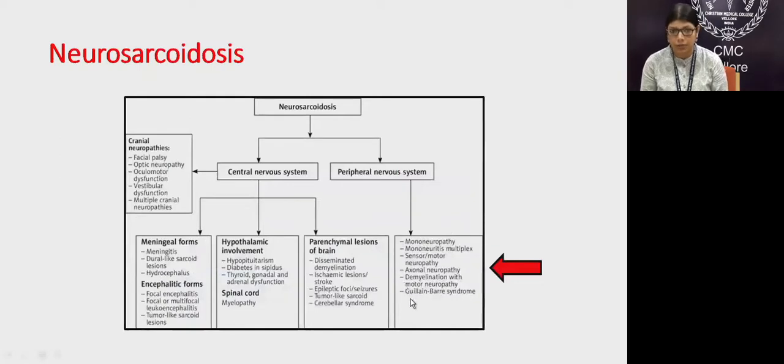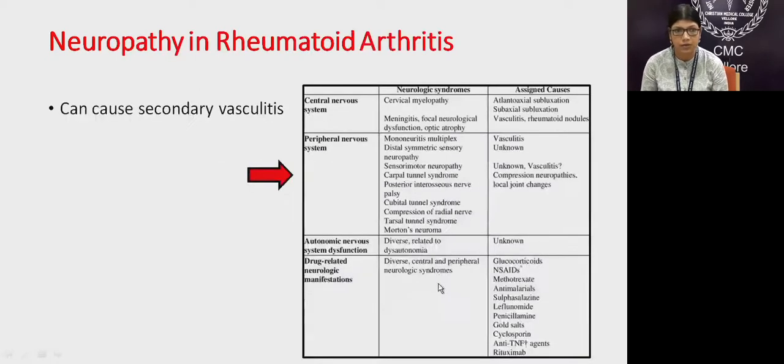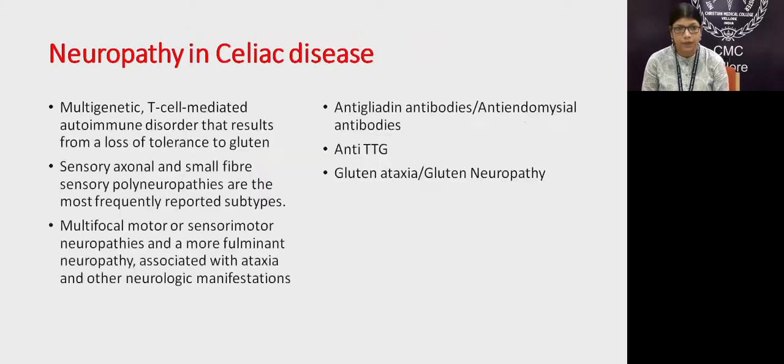Neurosarcoidosis, again, is like an infiltrative disorder. They can present as mononeuropathy, mononeuritis multiplex, axonal neuropathy, demyelinating neuropathy, or very rarely GBS. Neuropathy in rheumatoid arthritis, because of the lot of fibrosis, can present as an entrapment neuropathy, or because of secondary vasculitis, as a mononeuritis multiplex, distal symmetric sensory neuropathy, and vasculitis.